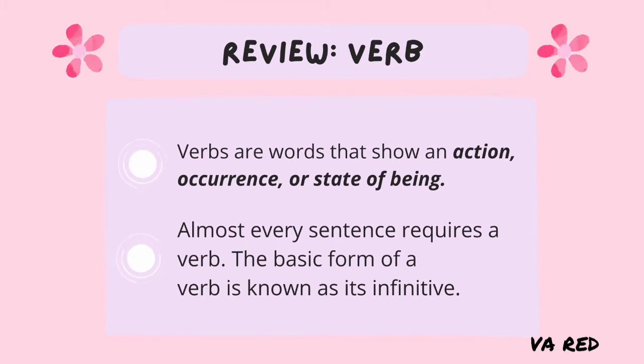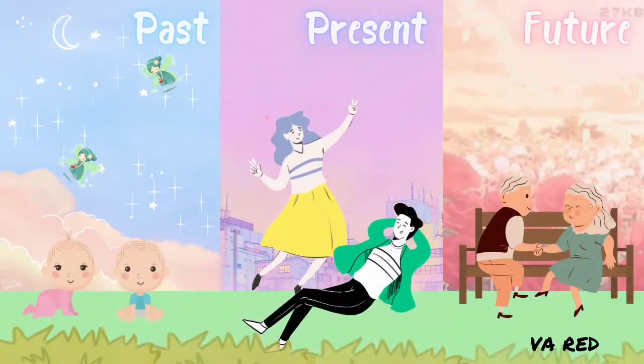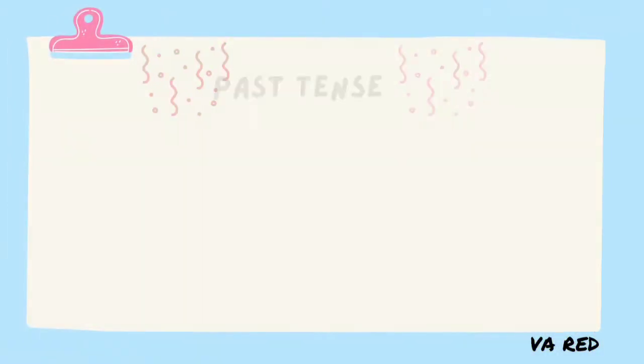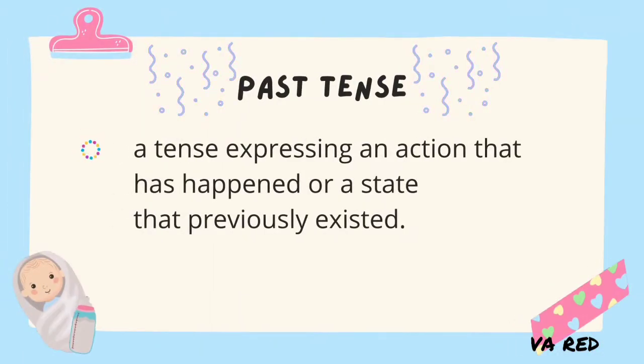Verb. Verbs are words that show an action, occurrence, or state of being. Almost every sentence requires a verb. The basic form of a verb is known as its infinitive. The first verb tense, past tense, is a tense expressing an action that has happened or a state that previously existed.